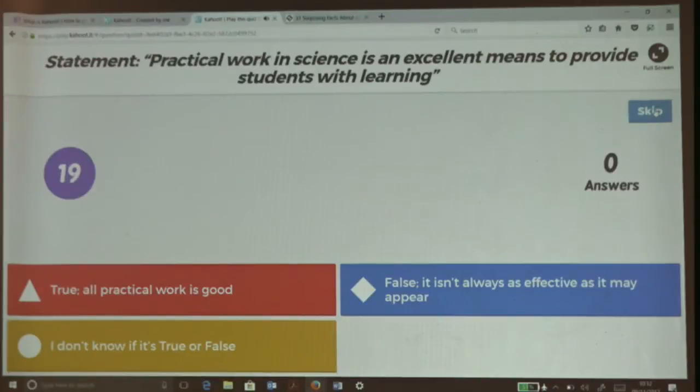Okay, so question 2. Practical work in science is an excellent means to provide students with learning. So what do you feel? Is that true or is that false, or you don't know?